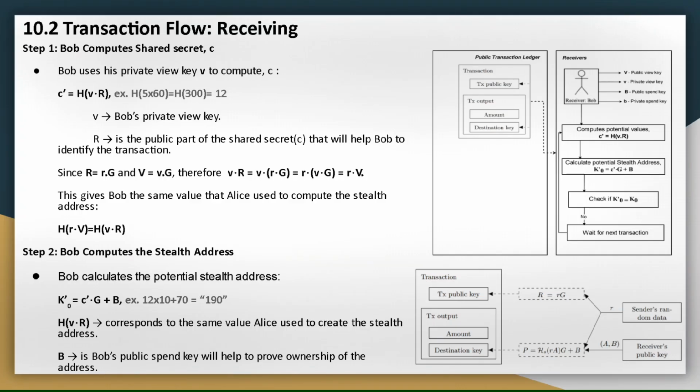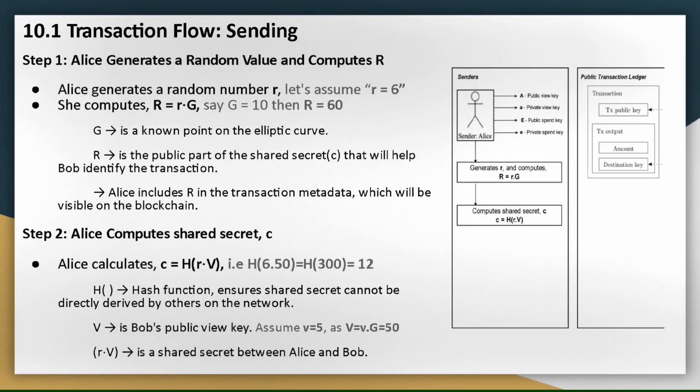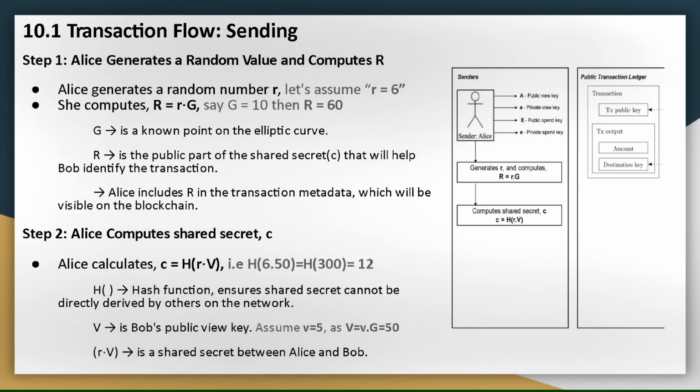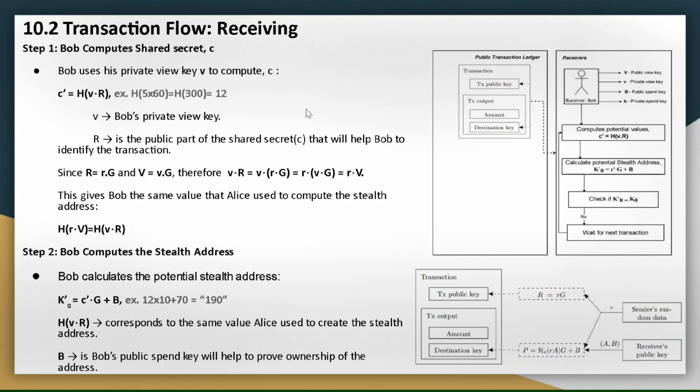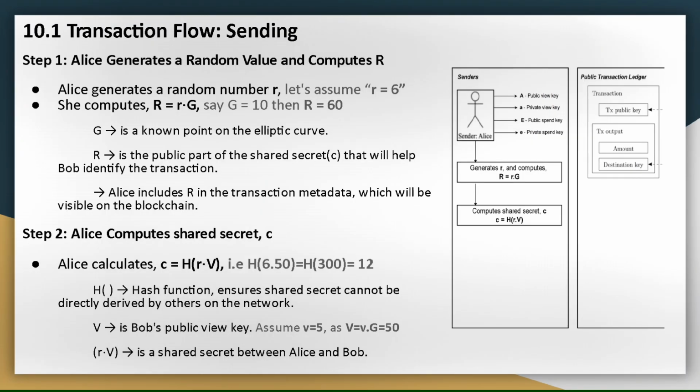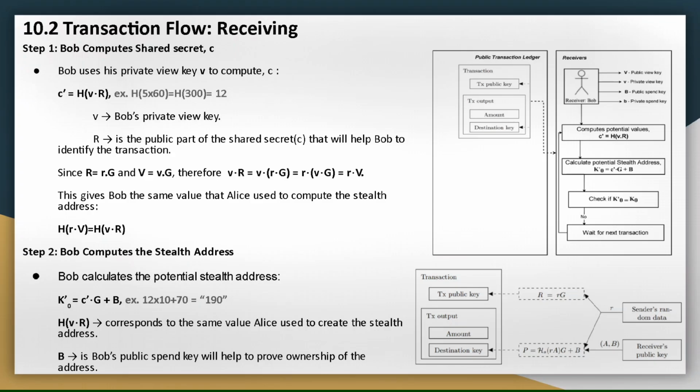R is the public part of the transaction, whereas Alice generated R as the product of small r into G. For example, let us say we have R equals 60, so you can remember R is 60 here. We considered Bob's private key as 5 before, I guess. Yes. So Bob's private key is 5, and its public key will be 5 into 10 equals 50. So 5 into 60 is 300, and the hash of 300 equals 12.